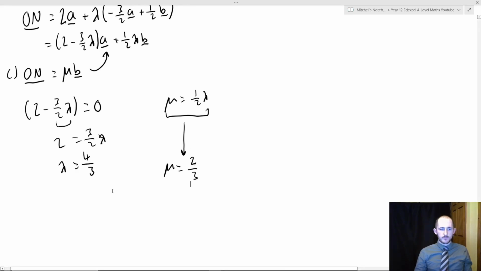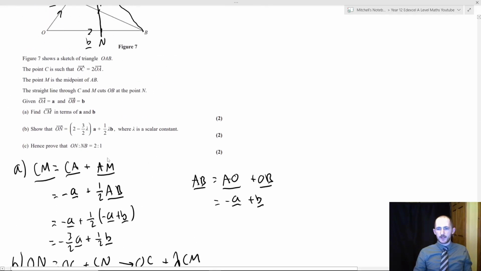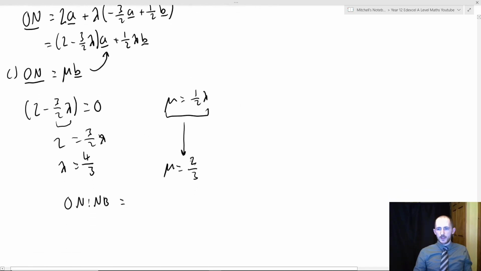Perfect. So then from there, if you have the ratio of ON to NB, just comparing that, it's going to be 2 to 1. The mu is the fraction form of the ratio, right? So ON is the 2, the numerator. NB is 2 plus something gives me 3, so it's going to be 1. So in other words, we have our final answer.